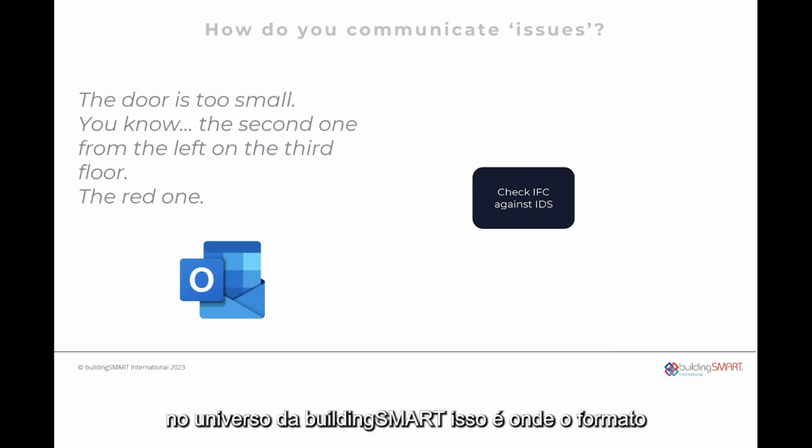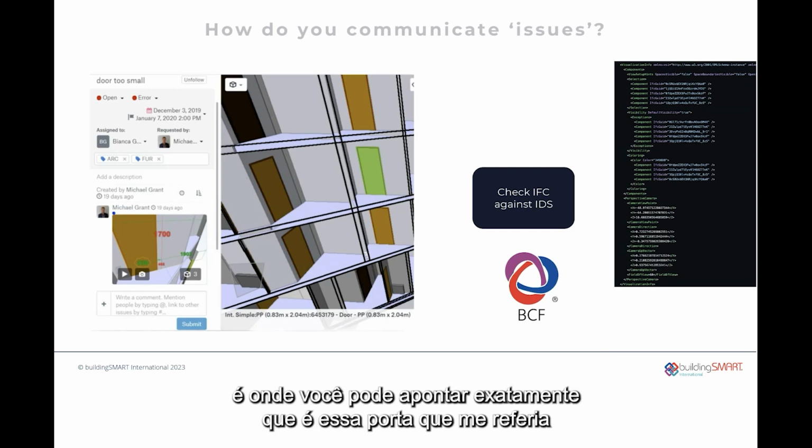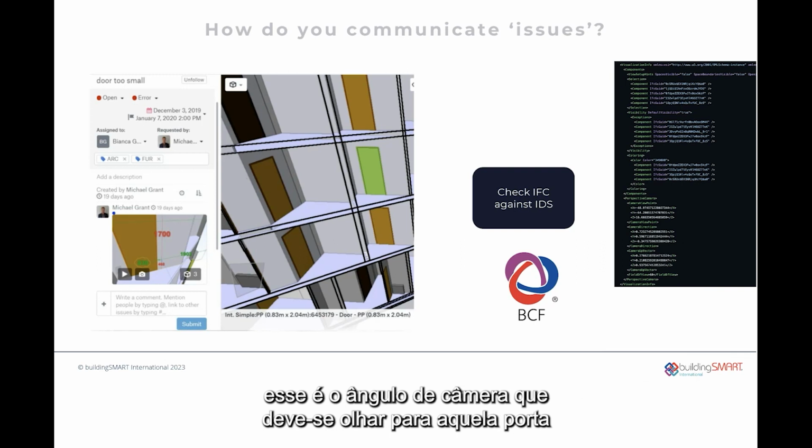So in the buildingSMART world, this is where the BIM Collaboration Format comes in. This is where you can pinpoint exactly this door is the door I mean. This is the camera angle on how to look at that door.